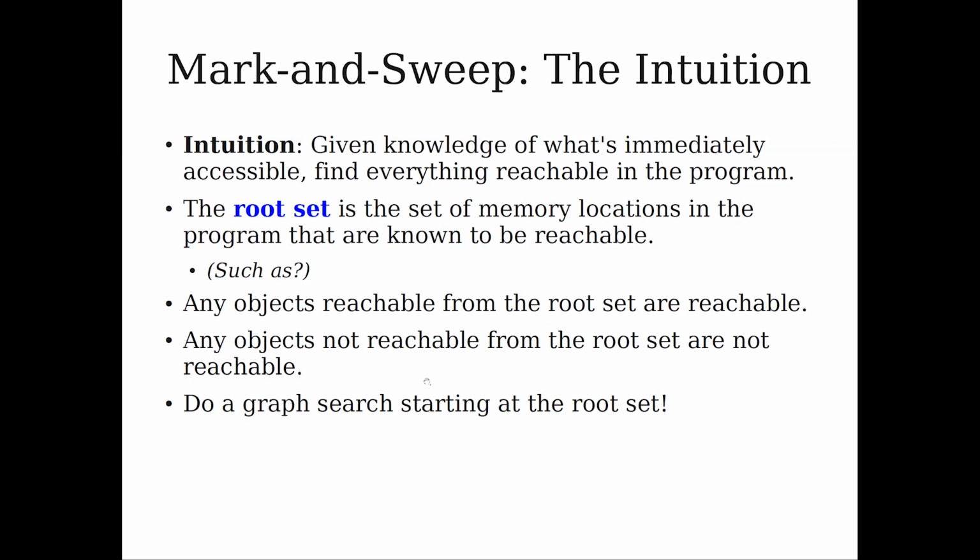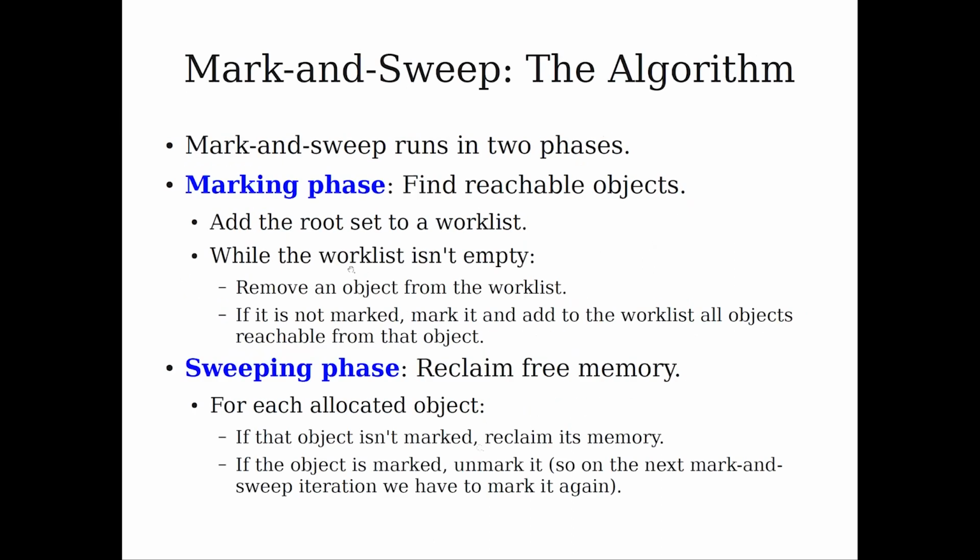So the idea of mark and sweep is you start with the root set, you mark those root set, and then you mark things which are reachable from root set. Now you mark things which are reachable from this reachable set, and so on and so forth. So in a way, you do a graph search. Mark and sweep will run in 2 steps or 2 phases. First phase is just a marking phase.